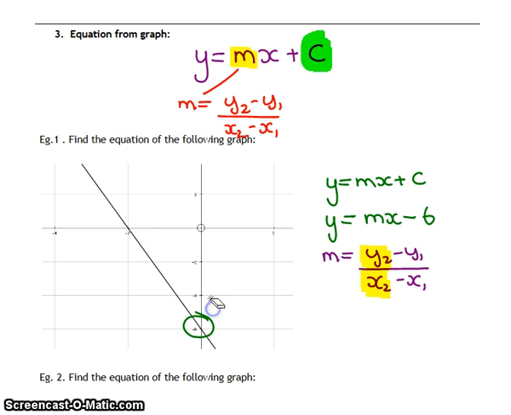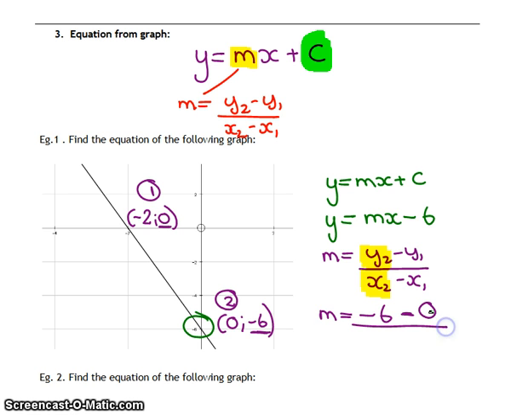Considering the fact that I don't have this coordinate written down for me, I always get into the habit of writing down the coordinates of these two intercepts so that I don't make a silly mistake when I'm substituting into my formula. So I'm going to choose this point as point 1 and this point as point 2. It's completely arbitrary, which means I have a y value of negative 6 and I'm taking away a y value of 0, divided by an x value of 0, take away an x value of minus 2.